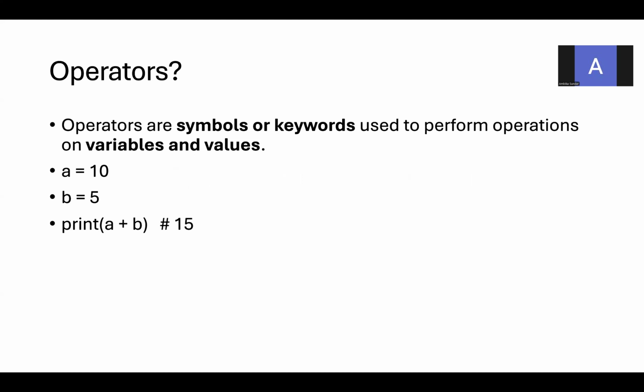For example, I am taking the value a is equal to 10, b is equal to 5, print of a plus b. So I am doing the arithmetic operation on these variables a and b. That's why I'm getting the result 15.